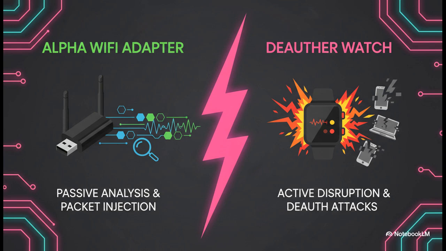Then you've got the Deauthor Watch. This thing is all about chaos. It's an active disruption tool. It can blast out deauthentication packets and just kick devices off a network. It's a powerful denial-of-service attack that literally fits on your wrist.